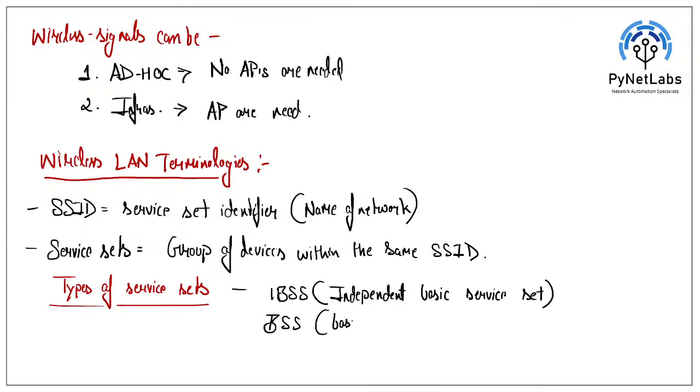So we can write Basic Service Set. And the third is your ESS. It is considered as your Extended Service Set. So we will see with an example how these service sets are different from each other, and what exactly is the difference between these three types of service sets here. So now we will see the examples. Let's talk about the first, which is IBSS.